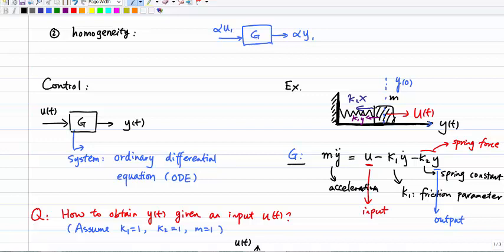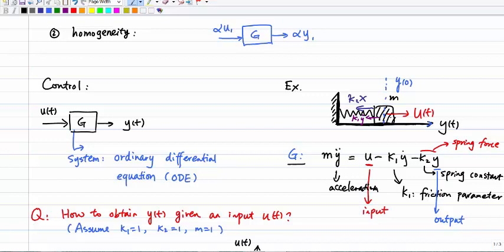It's m times y double dot. You can view y double dot as acceleration because it's going along the direction. So m times acceleration should be the force applied to the object, which is the u. Apparently there's a force applied to it, and I also have to subtract the force created by the friction and the spring.